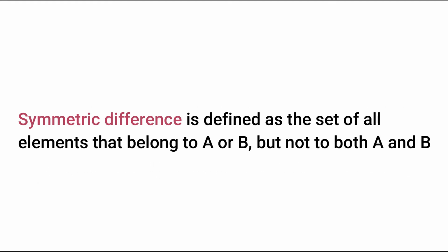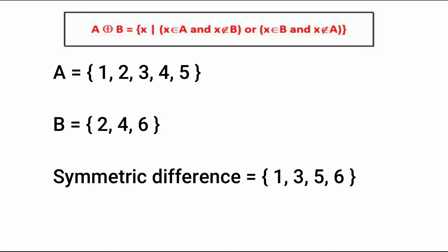The last operation of set is symmetric difference. Symmetric difference is defined as the set of all elements that belong to A or B but not to both A and B. For example, we have a set A with elements 1, 2, 3, 4, 5 and set B with elements 2, 4, 6. So the symmetric difference between the sets is 1, 3, 5, 6.